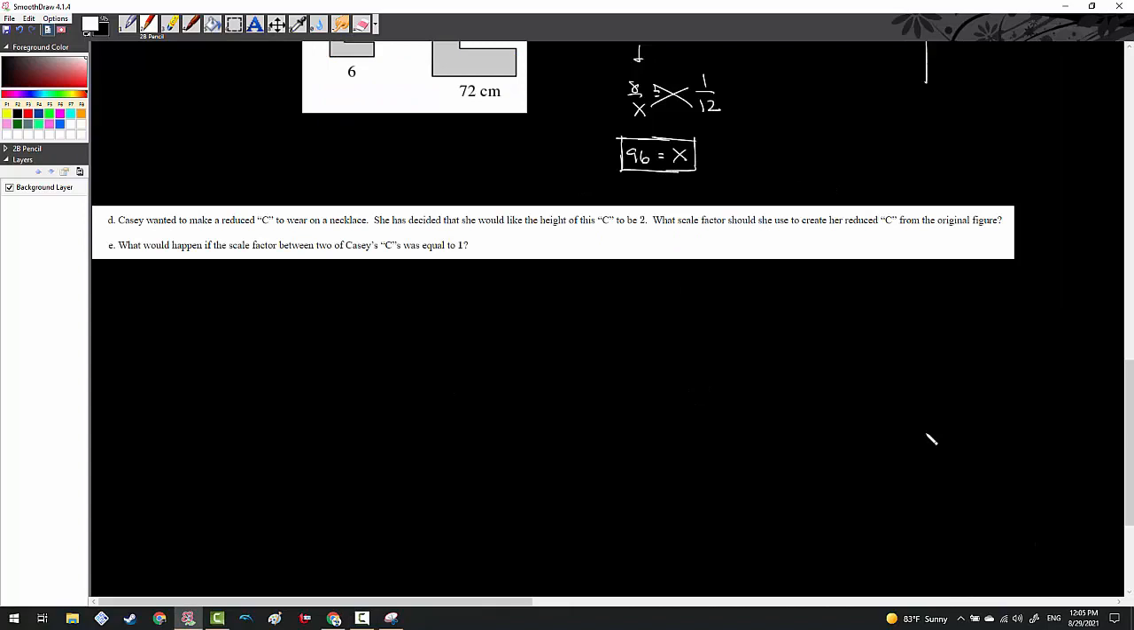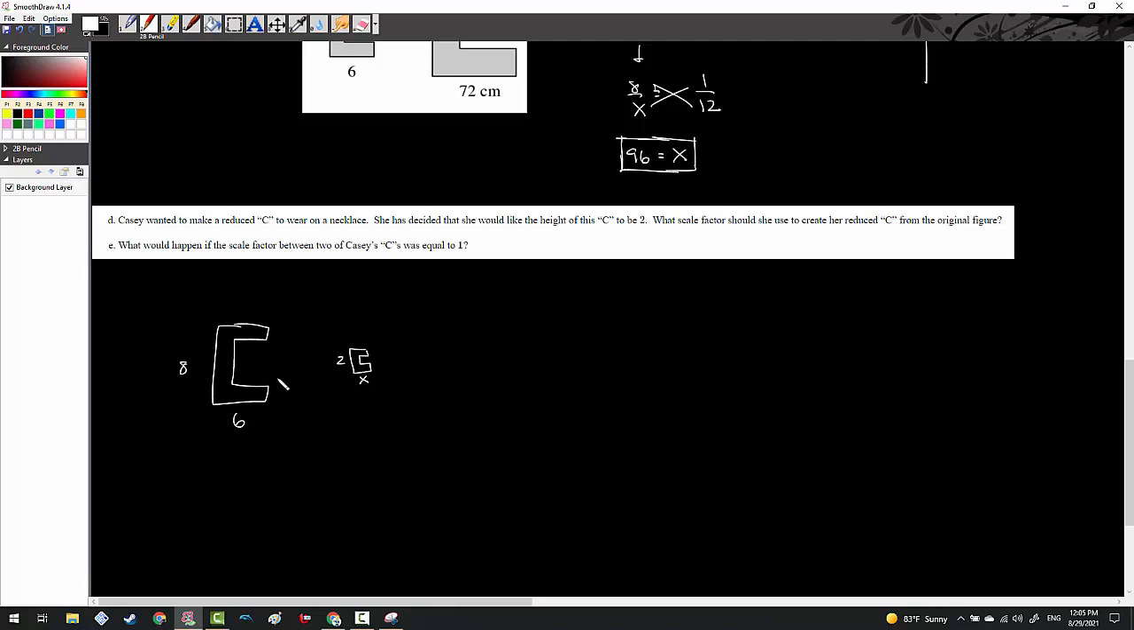All right, in part D, it says Casey wants to make a reduced C to wear on a necklace, and she decided she would have to make the height of the C become 2. What scale factor would she have to use to reduce her C from the original figure? So from here, I'm going to go and just draw the original figure right here, where this was 8 and this was 6. Now her new figure is going to look like this, right? Her height is going to be 2, and we would have to make this x, right? We don't know what that is.